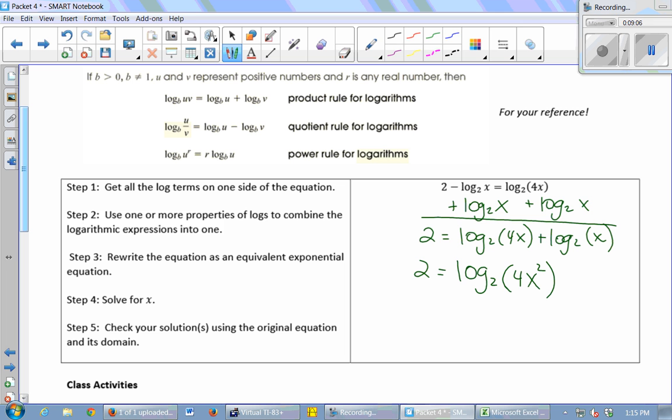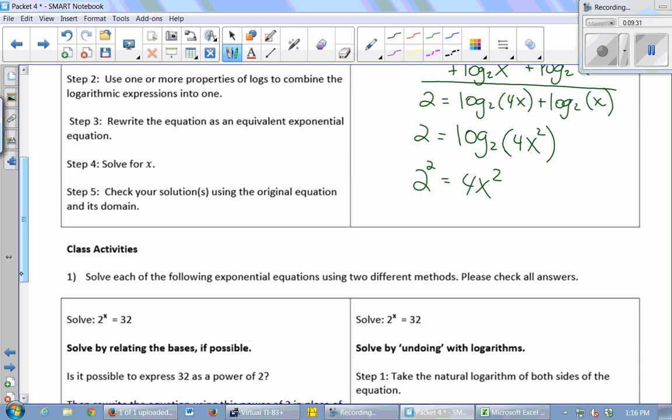That's this property right here, right? You have the sum of 2 logarithms. You can combine them into a single logarithm by multiplying the 2 inputs together. And then, same thing as before. Rewrite as an exponential equation. So my base is 2. My exponent is 2. And that equals 4x squared. And then I solve for x. I rewrote this as an exponential equation. Base 2, exponent 2 equals 4x squared.